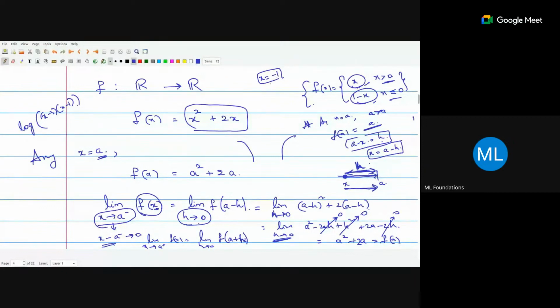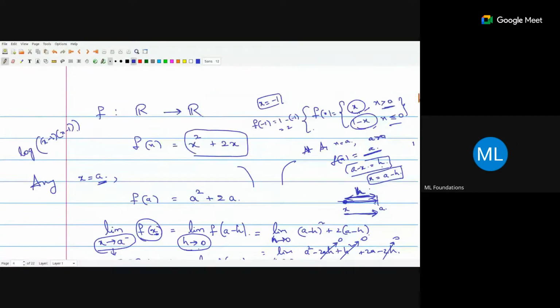So what happens to the left hand limit when x is minus 1? What is f of minus 1? I think it has to be 2. Yeah, 1 minus of minus 1 will be 2. And what will be the limit as x tends to minus 1 of f of x? Oh no, I'm not sure about this, sir. Okay, maybe I'll just take one more page.